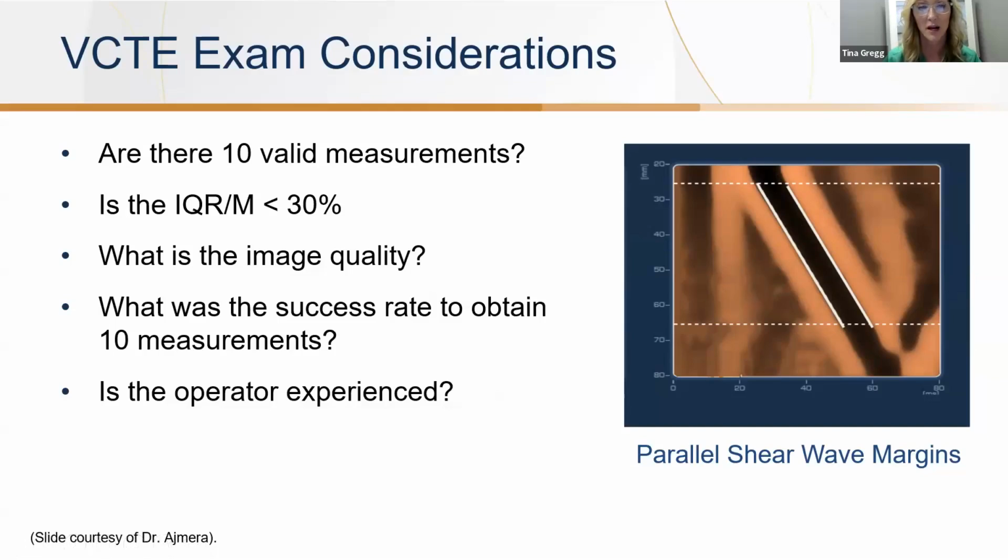We also ask ourselves, what was the success rate to obtain the 10 measurements? Did the operator have to get 50 measurements to obtain 10 quality measurements? Or were they able to obtain the 10 measurements in, I don't know, 12 to 15? That makes a difference. And then finally, is the operator experienced? We certainly want experienced operators. The more exams that they perform, the better your result is going to be.